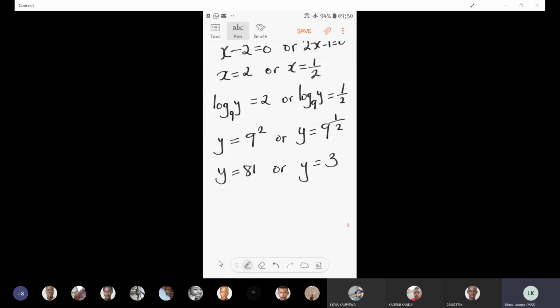Here, 9 to the power of half has only one solution because the square root of 9 is a positive number, which is equal to 3. So those are your two solutions. Thank you for that.